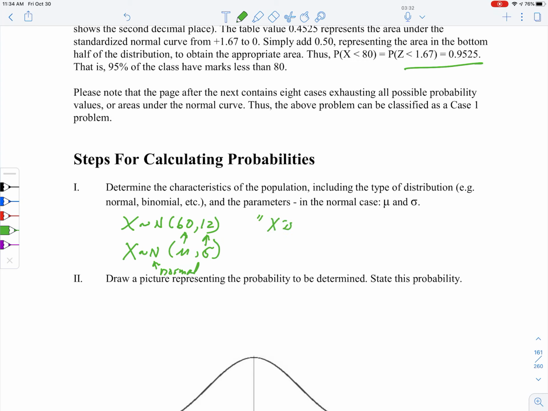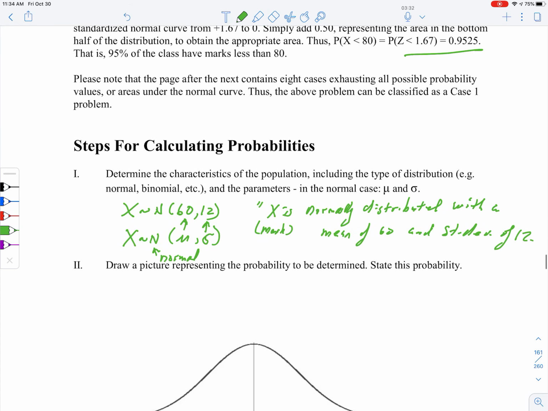X, which of course is the marks of the students, is normally distributed with a mean of 60 and standard deviation of 12. All right, so that's the first thing that we do.